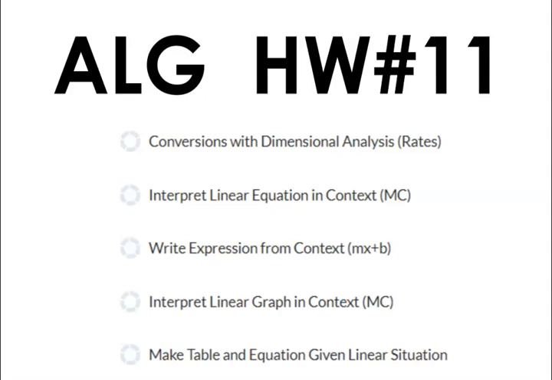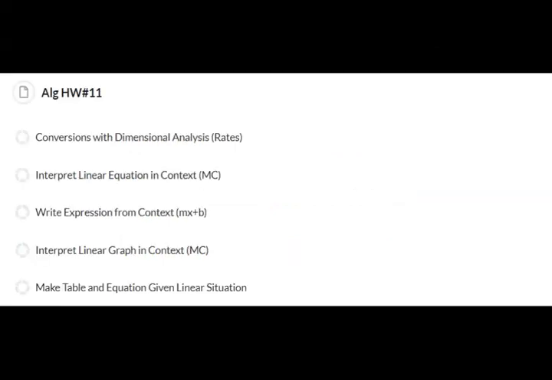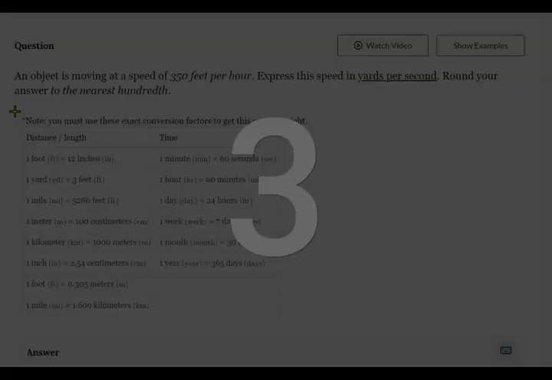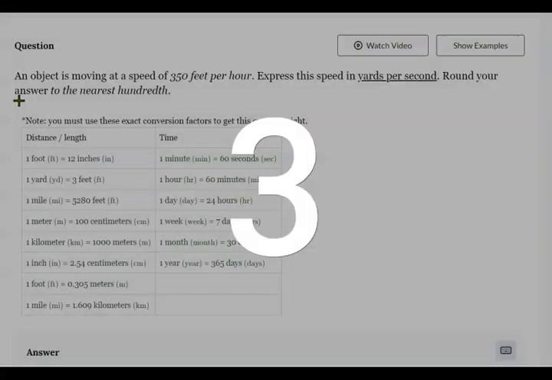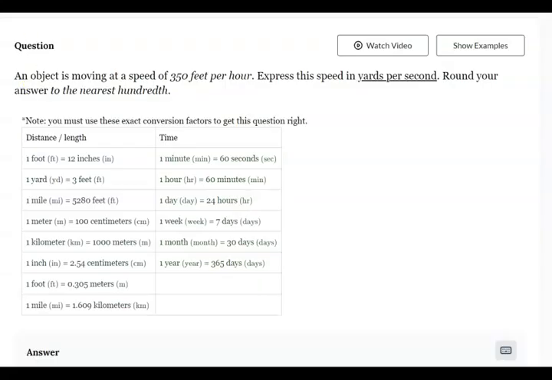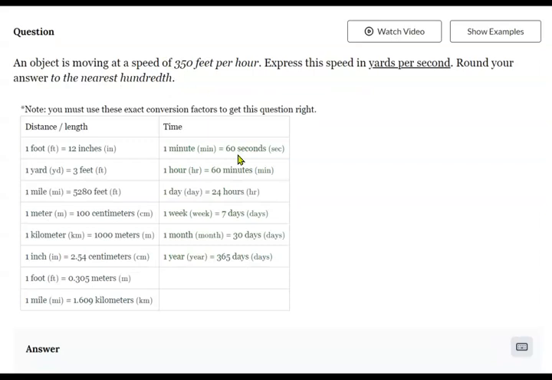In this video, we'll work on the questions for homework number 11. Let's take a look at the first topic on conversions with dimensional analysis. For this lesson, Delta Math will provide you with a conversion table, but on the Regents exam, you'll find it on the reference sheet. So let's take a look at this question here.